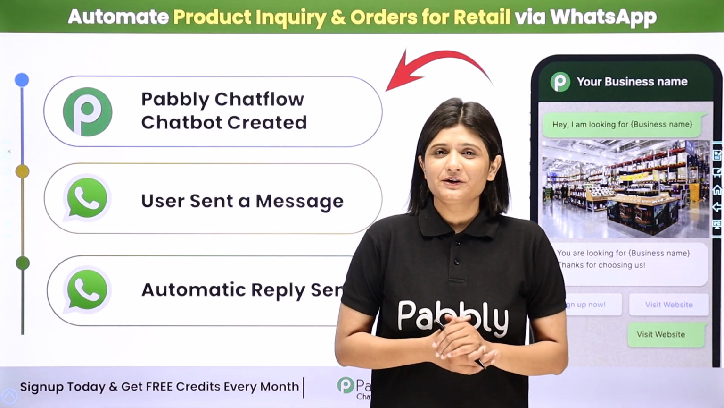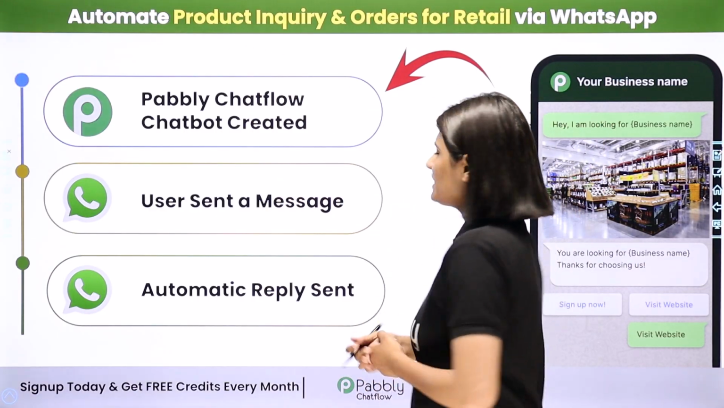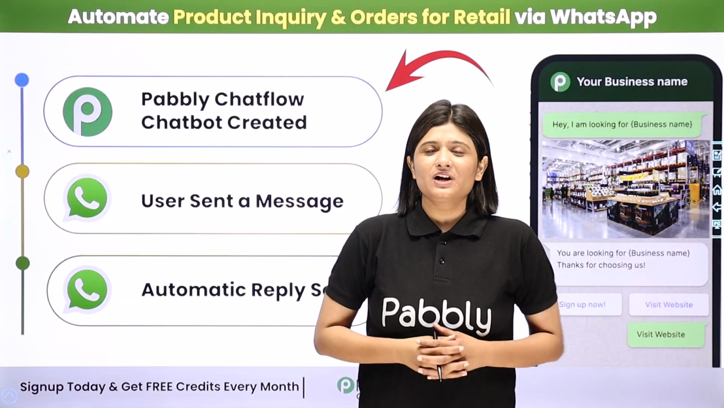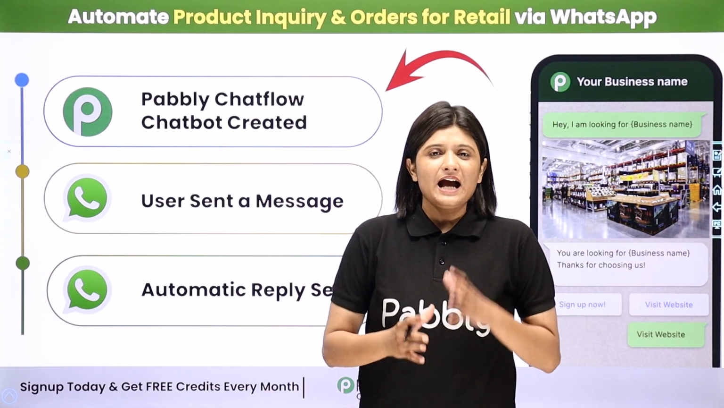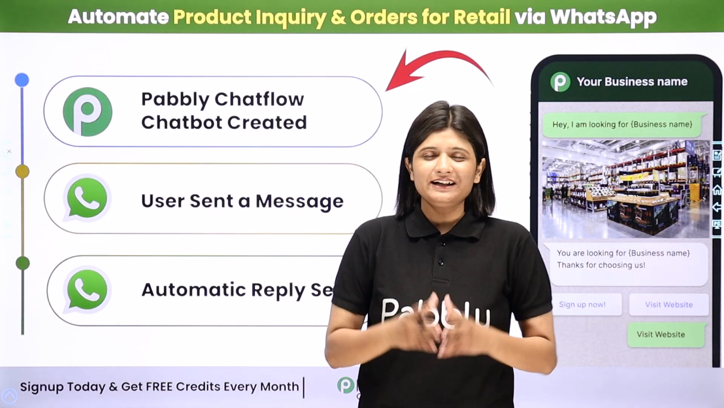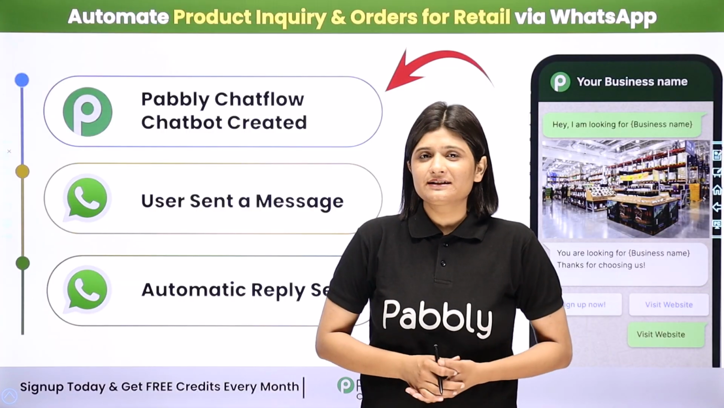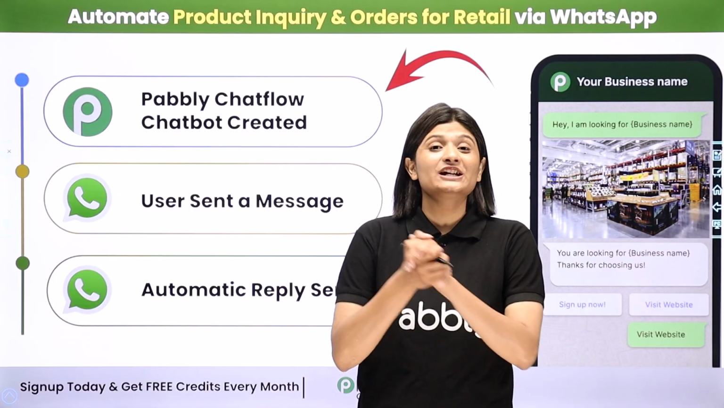In this video, we are going to learn how to automate product inquiry and orders for retail via WhatsApp. So let's suppose I am running a retail store and I am receiving many inquiries on my WhatsApp. I was manually replying to all of the queries and this was consuming a lot of my time. So I've completely automated this process and I have created a WhatsApp chatbot with the help of Pabbly Chatflow.